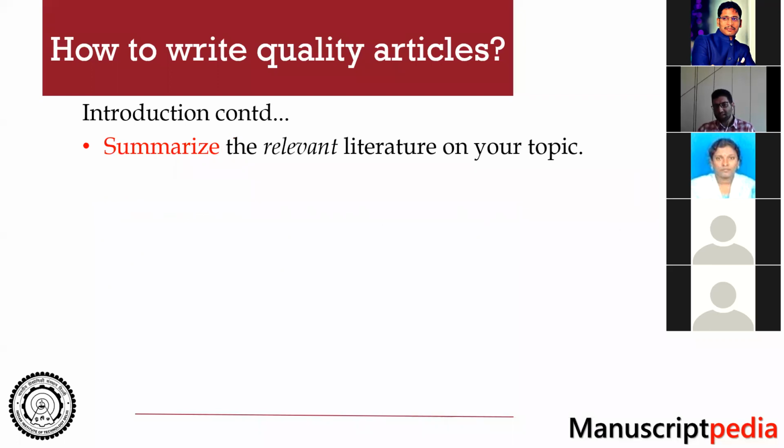You should summarize the relevant literature on your topic. I see many researchers bringing papers from here and there, irrelevant ones. This is a very bad indicator, if you're adding irrelevant literature. It's good to discuss the current state of the art. What the current state of the art means is that your research at the moment is on par with the international standards, if you're taking the current state of the art into consideration.